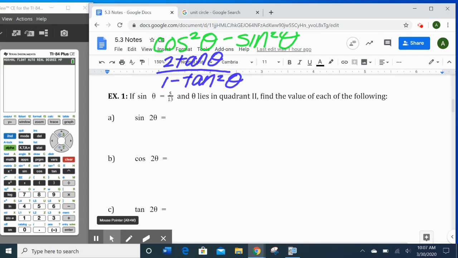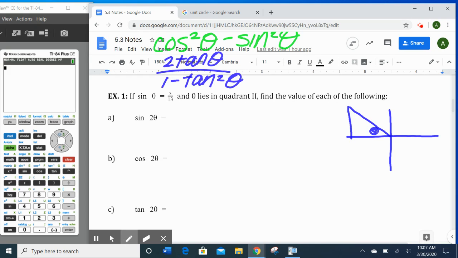It says if sine of theta equals 5/13 and theta lies in quadrant 2, find each of the following: sine of 2 theta, cosine 2 theta, tangent 2 theta. So what I'm not going to do is just take 5/13 and double it and get my answer. That's not how this works. I have to use the formulas. So let's start by drawing this triangle. They say that theta is in quadrant 2, so I'm going to draw myself a triangle in quadrant 2.